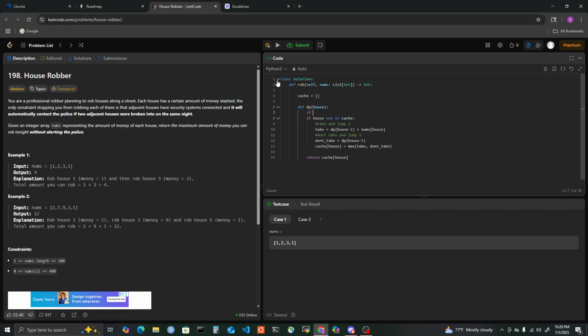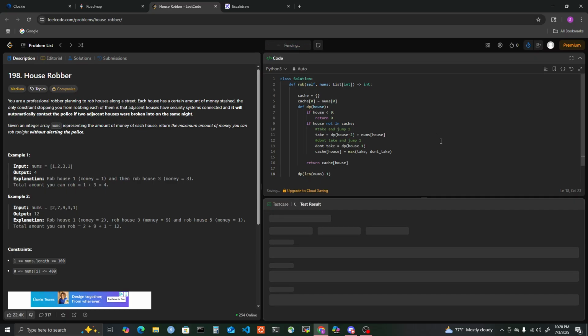And we're going to have to do an edge case here. We're going to say if house is less than 0, then return 0. And cache of 0 is going to equal nums of 0. Okay, so I don't know if this is gonna work, but we will see. So it's gonna be length of nums minus 1. Let's try that.